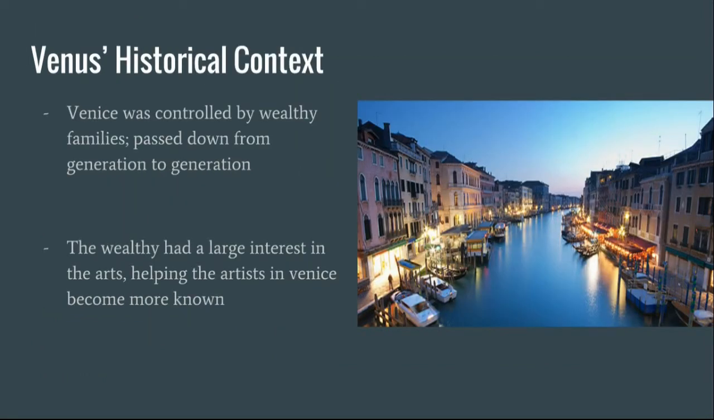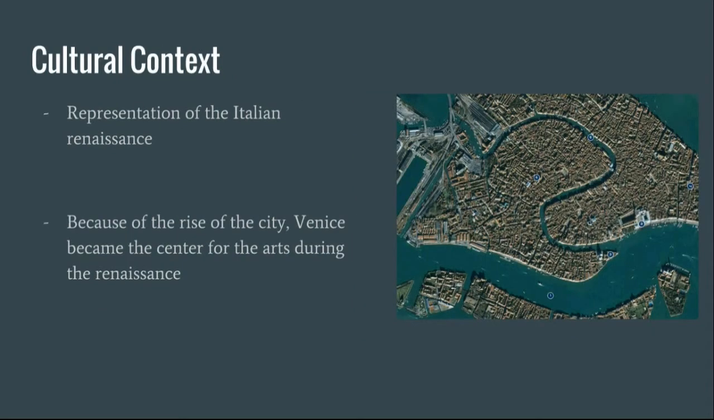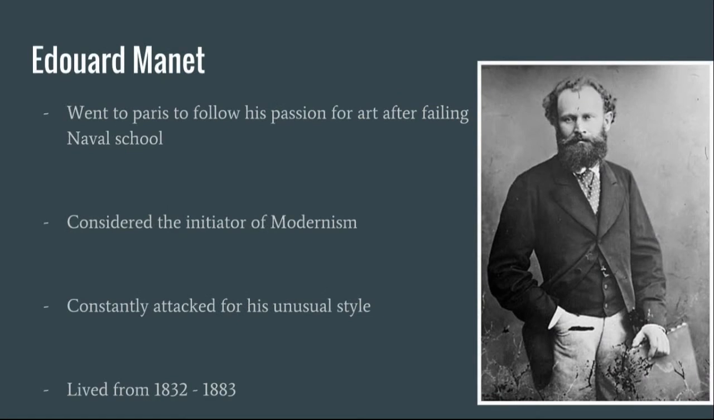Its historical context: Venice was controlled by wealthy families, passed down from generation to generation, and the wealthy had a large interest in the arts, which at the end of the day helped a lot of artists in Venice become more known as time went by. The cultural context, the representation of the Italian Renaissance, and because of the rise of the city, Venice became the center for the arts during the Renaissance, which is why a lot of artists became famous at the time.